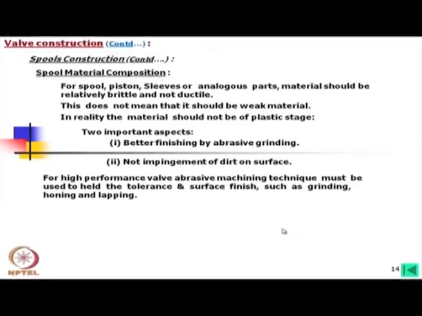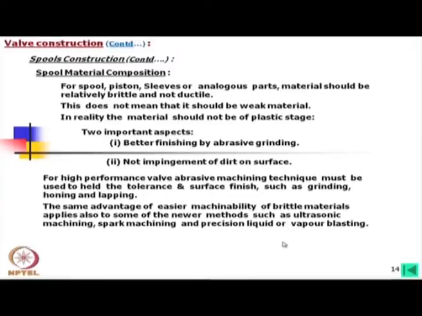For high performance valves, abrasive machining techniques must be used to help the tolerance and surface finish, such as grinding, honing and lapping. The same advantage of easier machinability of brittle materials applies also to some of the newer methods such as ultrasonic machining, spark machining and precision liquid or vapor blasting.